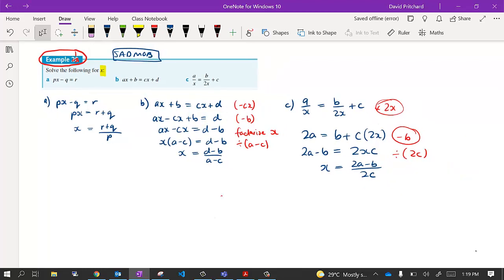Okay, so that might take a little bit of practice. It's definitely good for building your algebraic skills. And it's nice to be able to solve things without having to sub values into them before.